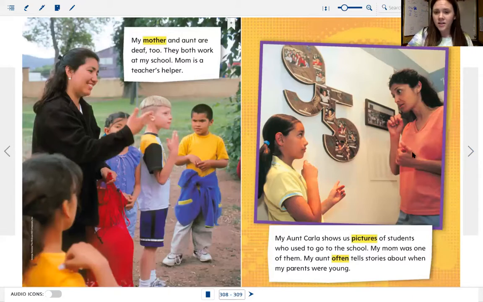My Aunt Carla shows us pictures of students who used to go to the school. My mom was one of them. My aunt often tells stories about when my parents were young. Do your aunts and uncles ever tell you stories about your mom and dad? I bet that's something else you have in common with Rosina.